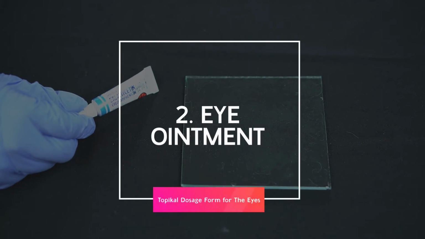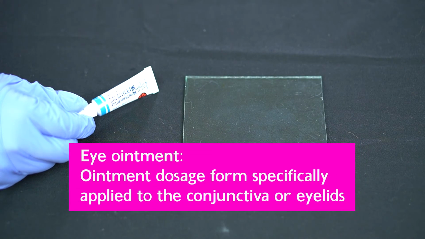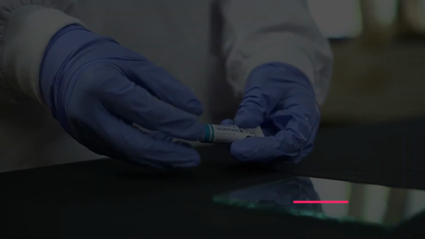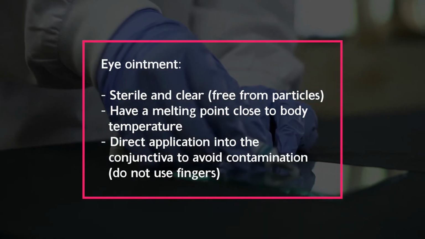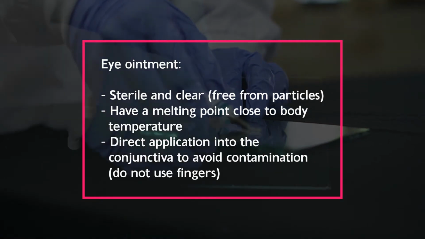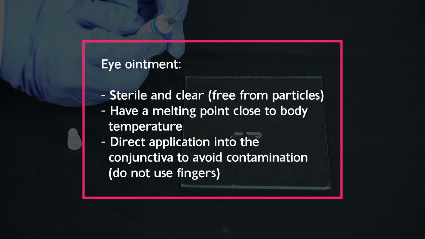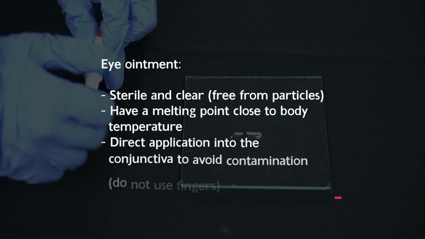Next is eye ointment. It's an ointment dosage form specifically applied to the conjunctiva or eyelids. Please note that ophthalmic ointment must be sterile and does not contain large particles. Eye ointment is sterile and clear, free from particles, and has a melting point close to body temperature. Apply directly into the conjunctiva to avoid contamination, and do not use fingers.